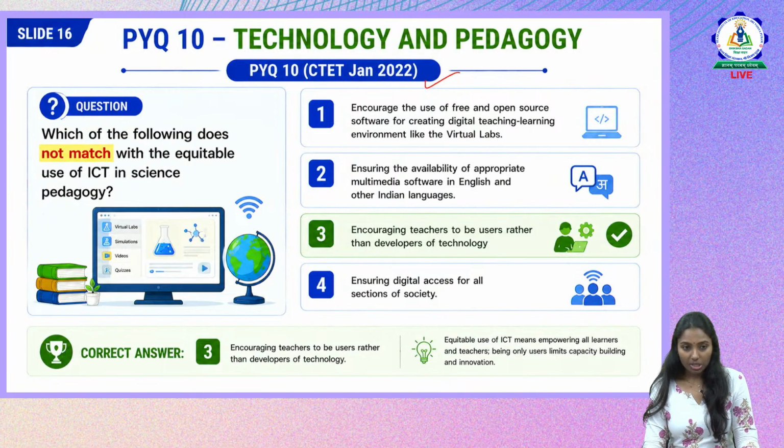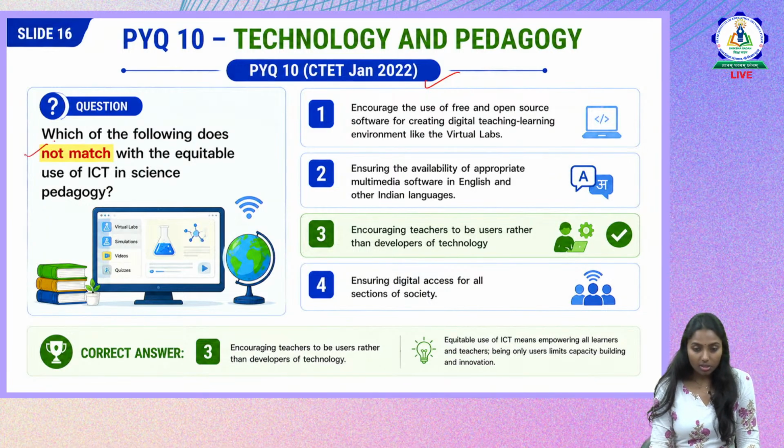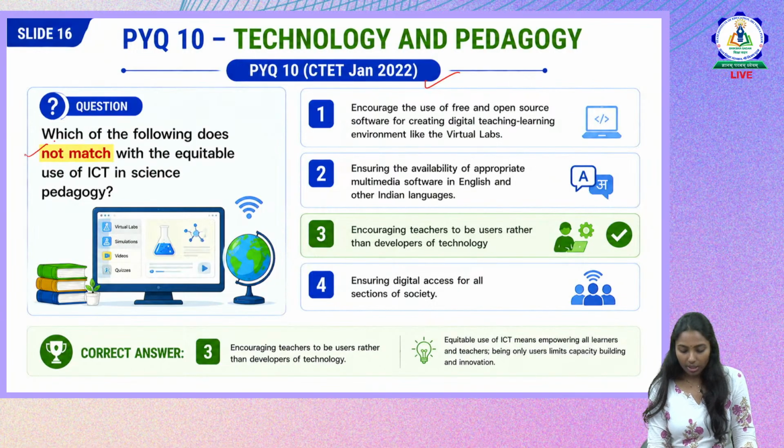So if you check the question, they have asked which does not match the equitable use of ICT. Equitable use is where everyone can have access to ICT, where everyone can use ICT for their teaching and learning. So you remember the question, it is not a match. So the first one is actually encouraging teachers to use ICT for their own building of virtual labs or using the virtual labs to teach students. Ensuring the availability of appropriate multimedia software. So availability is already mentioned. So this cannot be the answer.